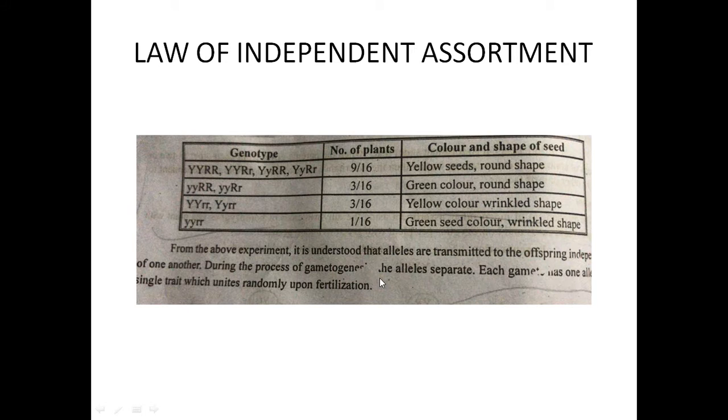During the process of gametogenesis, the alleles are separating. Capital Y, capital Y, capital R, capital R. It is having these 4 alleles of a particular gene, which is showing independent assortment. Assort here is nothing but separation. Assort, separate.